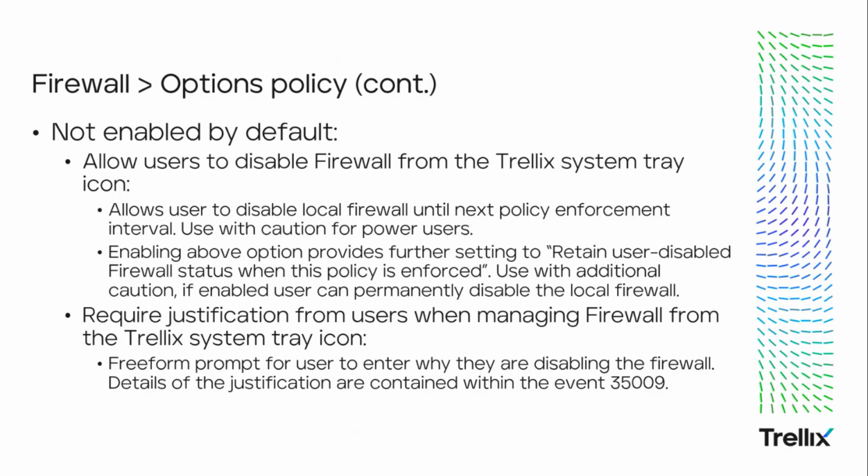And then the third option here is to require justification from users when they are using this option to disable the firewall. It's essentially just a free-form prompt for the user to enter why they are disabling the firewall, and details of the justification that they provide will be sent to EPO under the event ID 35009 if you want to audit those justifications.